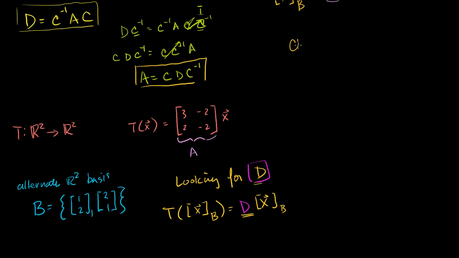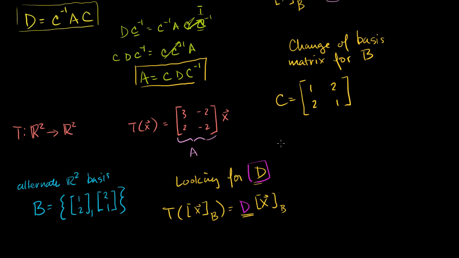So the change of basis matrix for B is just going to be, let's just call it C, and it's going to be the basis vectors for B in the columns. So 1, 2, and 2, 1. And then we're going to want to figure out its inverse. So let's figure out its determinant first. So the determinant of C is equal to 1 times 1 minus 2 times 2.